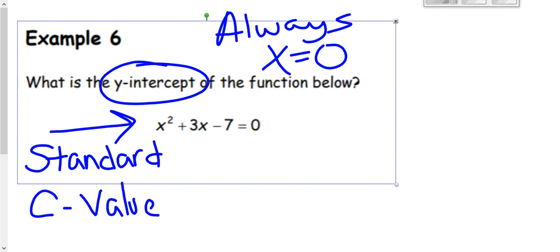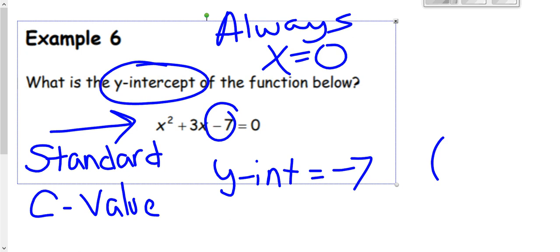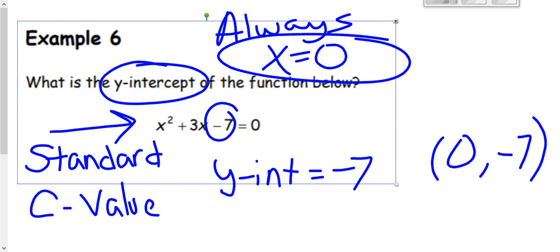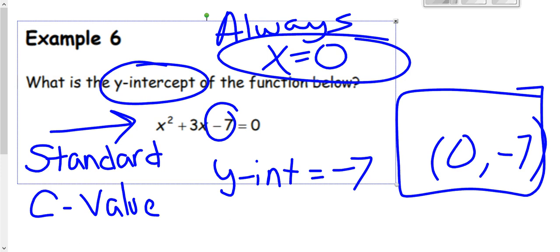Which one of these is the c value? The -7. So our y-intercept is -7. Or if it's asking for the point, of course it would be 0, -7, because x equals 0. Okay, so 0, -7 would be our y-intercept. Okay, y-intercept is -7. So make sure you read your question as to how they want the answer. So standard form, no work to be done.